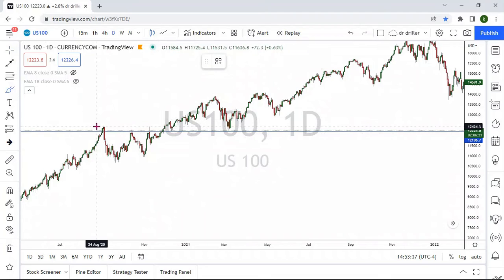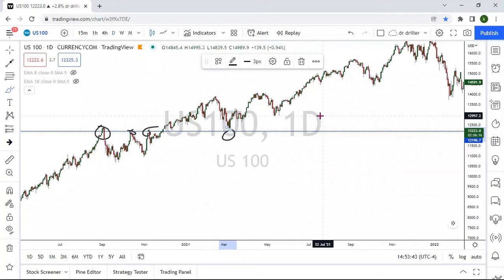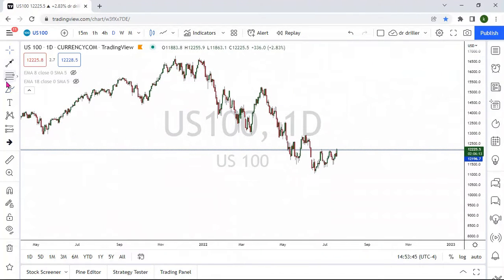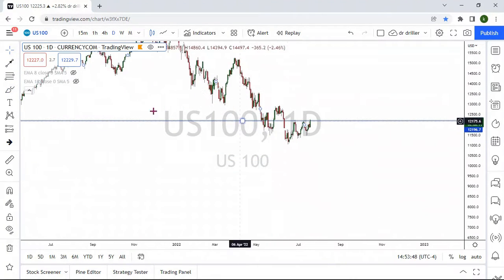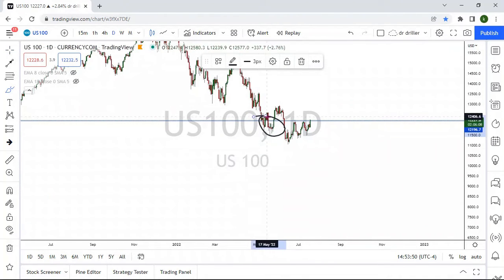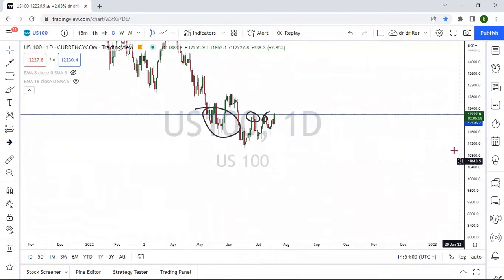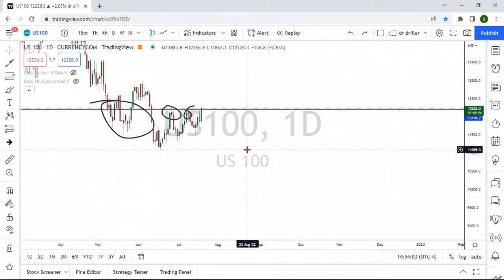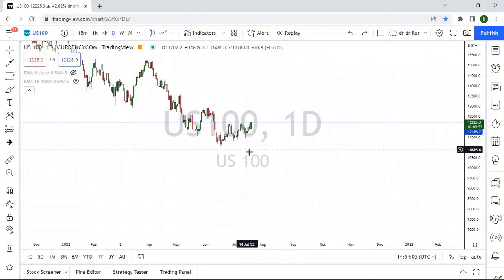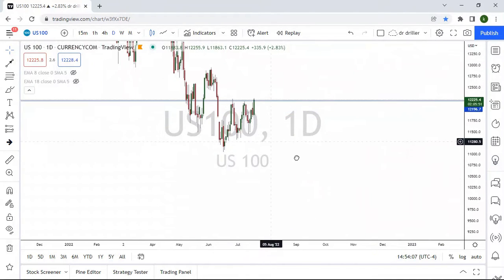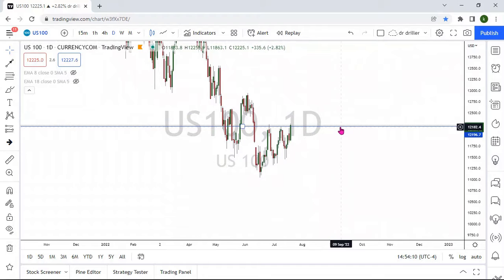Why am I saying this is a respected zone? Because we're having 1, 2, 3, 4, 5. I will just call this area over here 5, maybe 6, 7 over there. So now the market just went ahead and broke above this. Let me just clear my chart a bit. It just broke above this line over there.